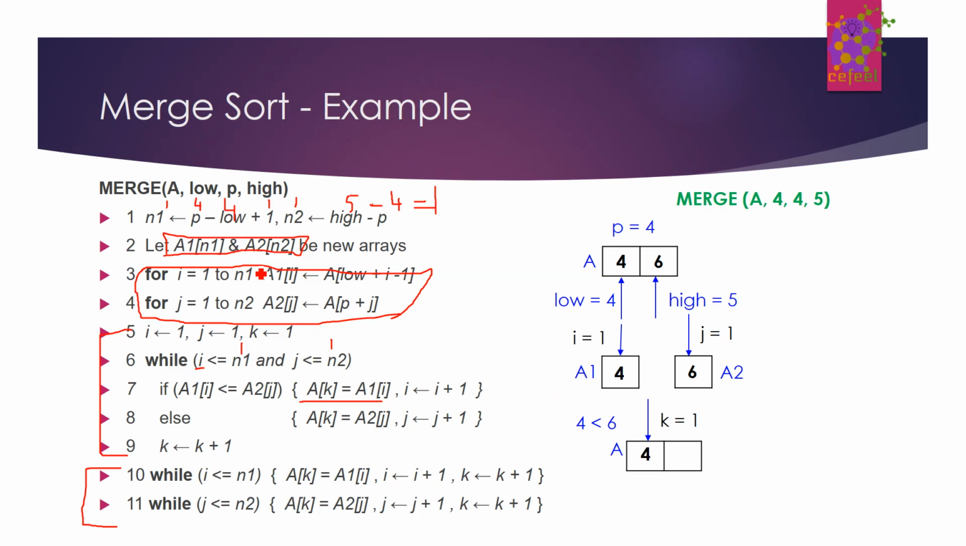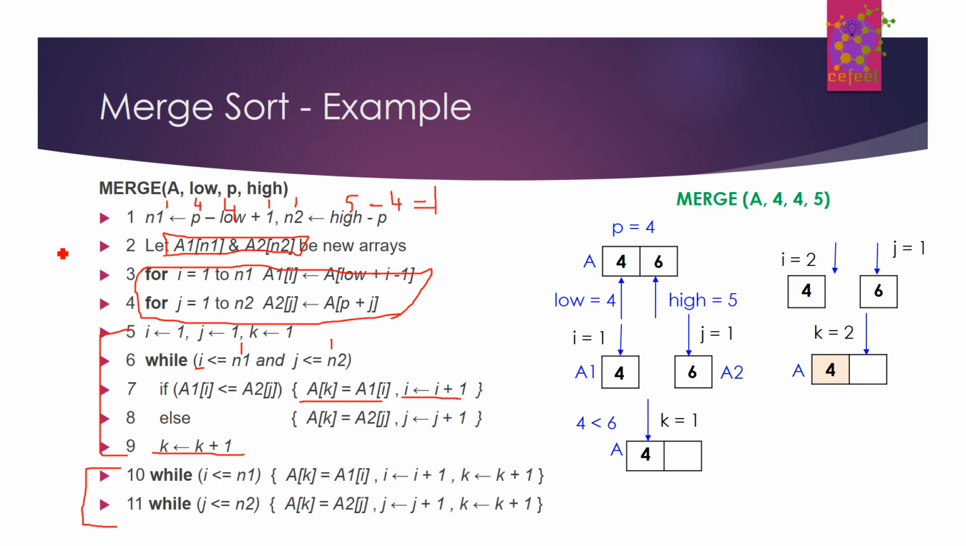So we copy 4 and now AK points to 4, and what we do is we increment I plus 1 and then we go to step 9 and increment K plus 1. So this is what we do. We increment I, which now becomes 2 from 1, and K also becomes 2 in step 9.